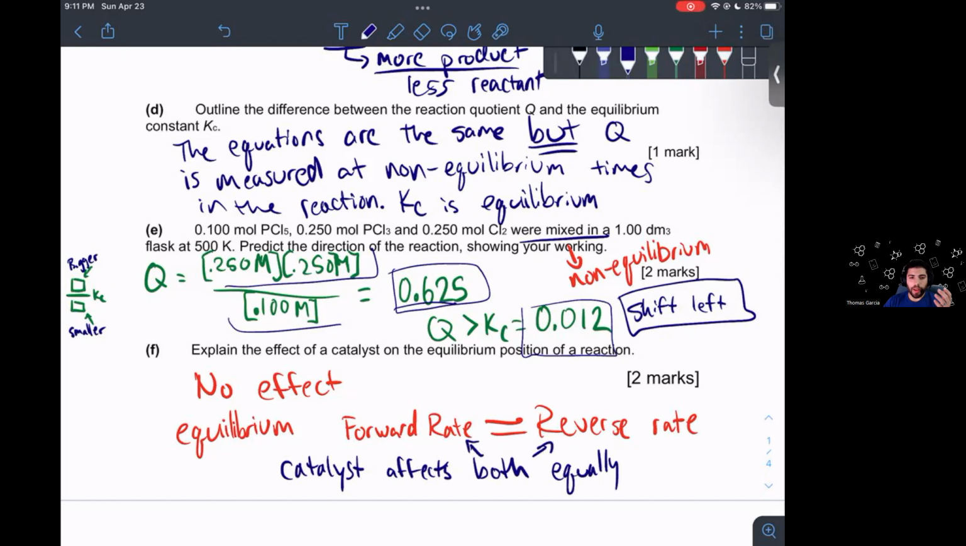So it'll make the forward rate faster and it'll make the backwards rate faster, which at the same time means that there is no change whatsoever, because all it's doing is providing a different pathway. If you want to throw that in, you can always add that a catalyst provides an alternate pathway. It's always a good thing to add in. All right, that is question 1.